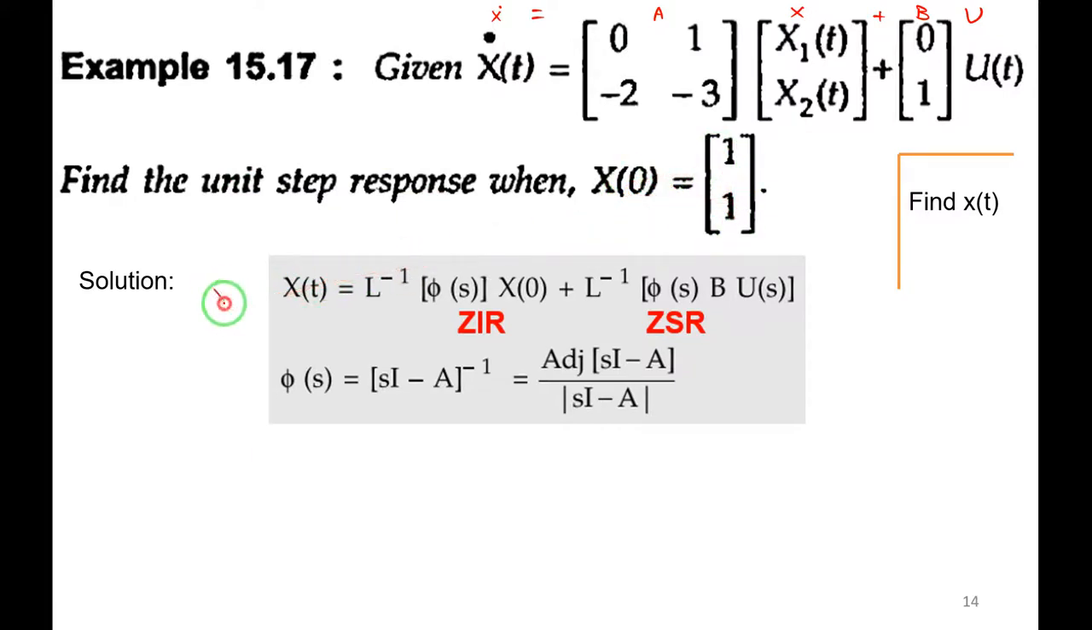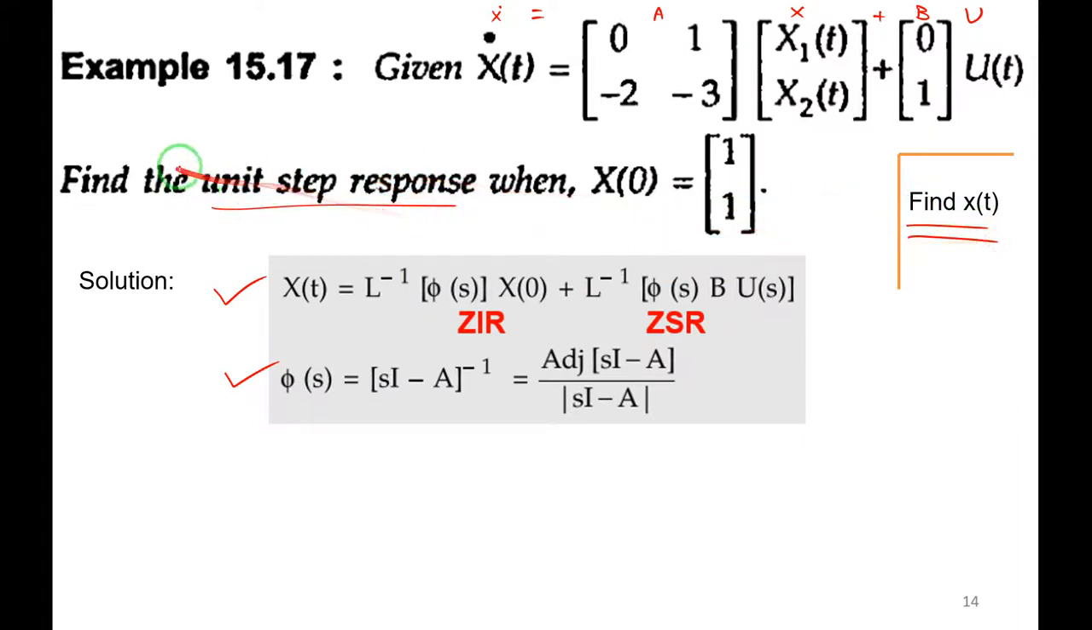For the solution of a non-homogeneous equation, we know x of t equals zero input response plus zero state response. Zero input response is the Laplace inverse of phi of s into x of 0, and zero state response is the Laplace inverse of phi of s b into u of s. You know how to find this, so you solve it.